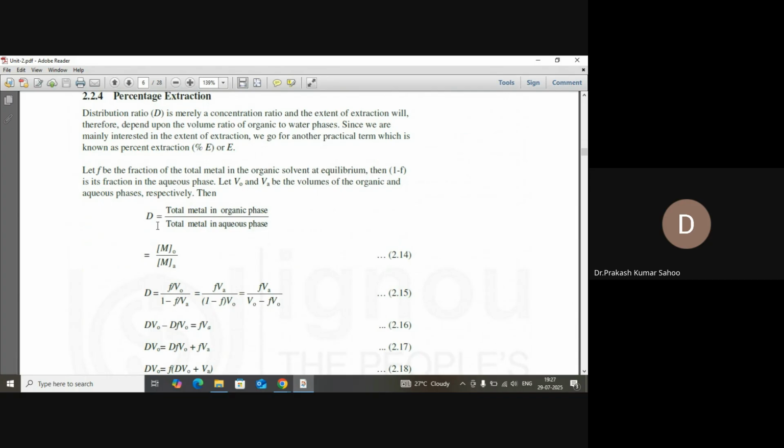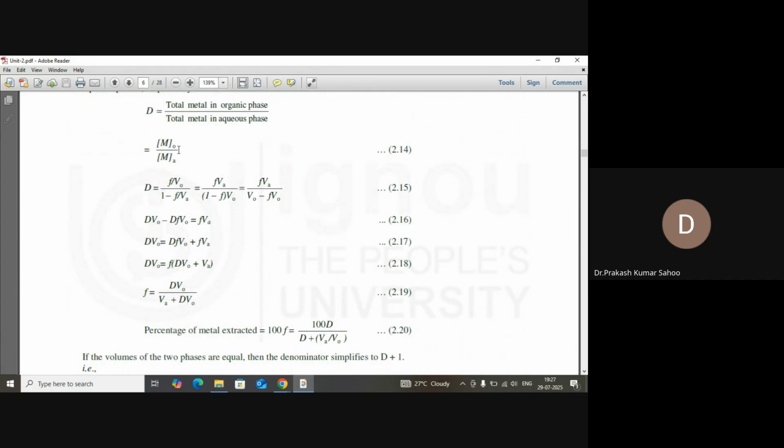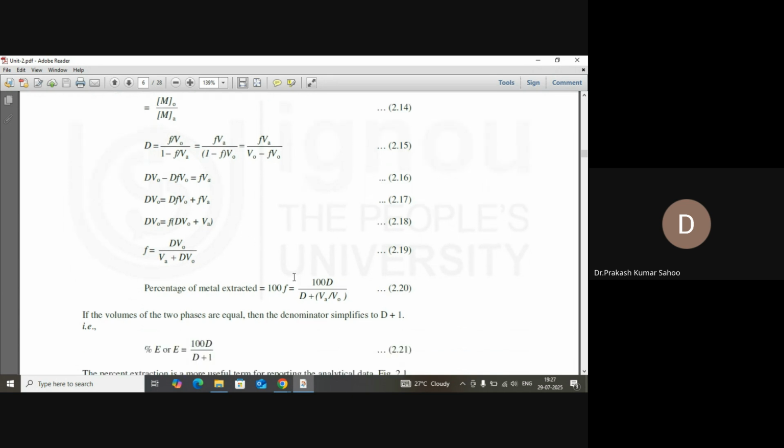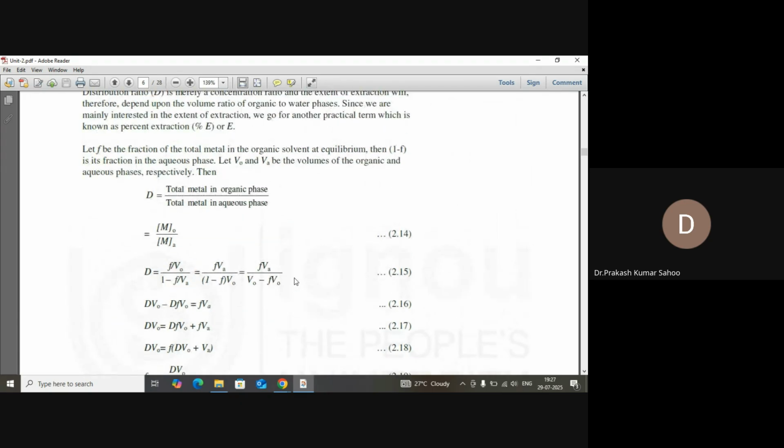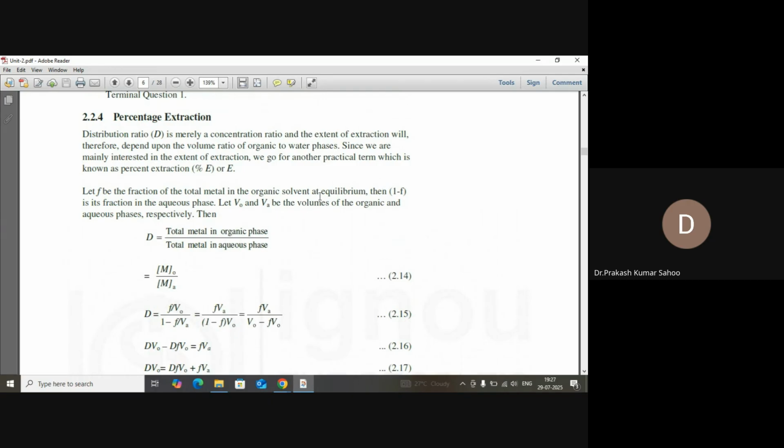So as we know, distribution ratio is the metal present in the organic phase divided by the metal present in the aqueous phase. So the concentration of M, O means organic and A means aqueous. So D equals activity, or we may say the fraction F divided by VO, the organic phase, divided by 1 minus F by VA. Then by simplifying these equations, we have the last part. What is F?